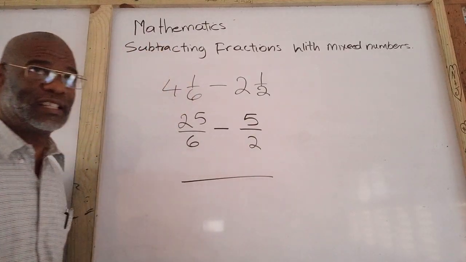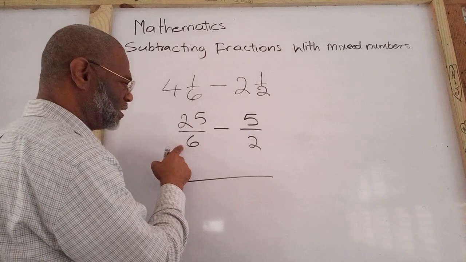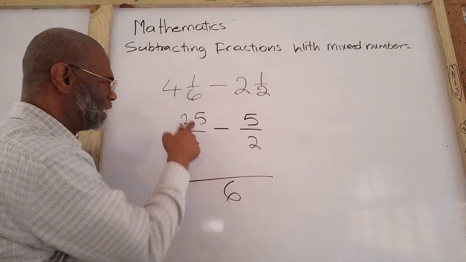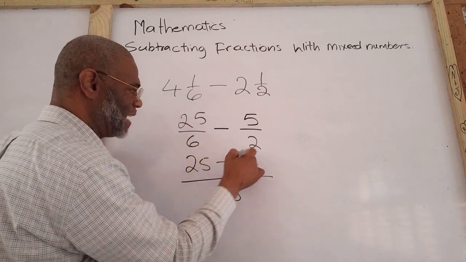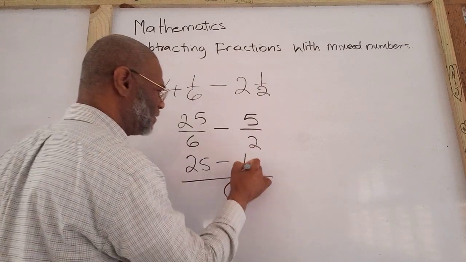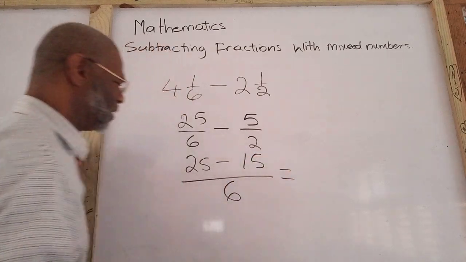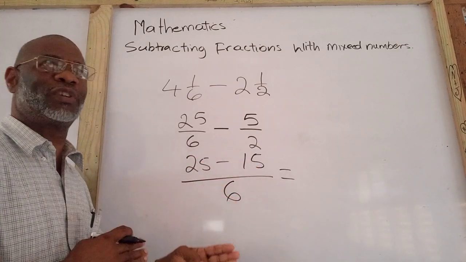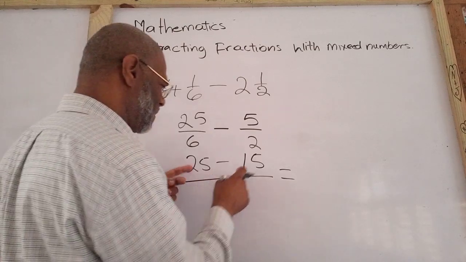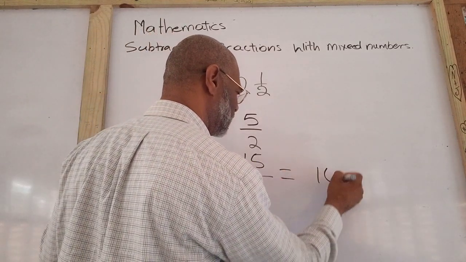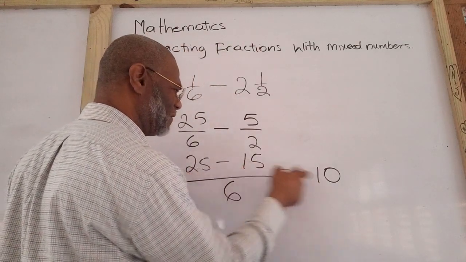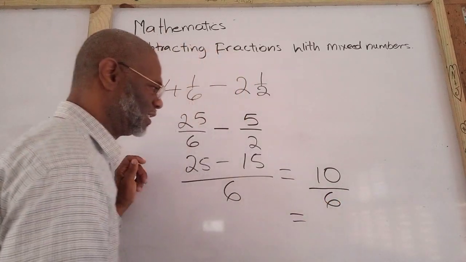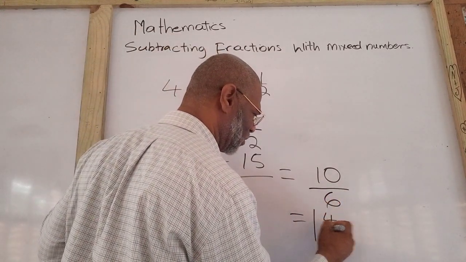Then our LCM, or least common multiple, of 4, 6 and 2 would be 6. Right? So 6 into 6 is 1, 1 times 25 is 25, minus 2 into 6 is 3, 3 times 5 is 15. Then we say 15 from 25, or 25 minus 15, doesn't matter which way you say it. Right? So 25 minus 15 gives us 10. So 5 minus 5 is 0, 2 minus 1 is 1 over 6. Simplify that, we get 1 and 4 over 6.